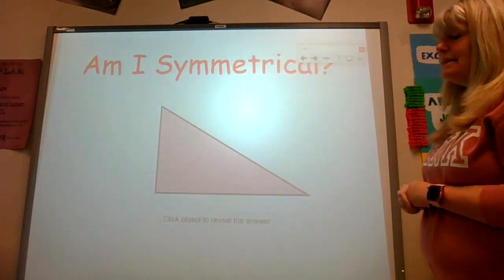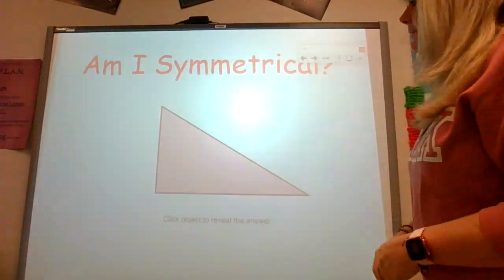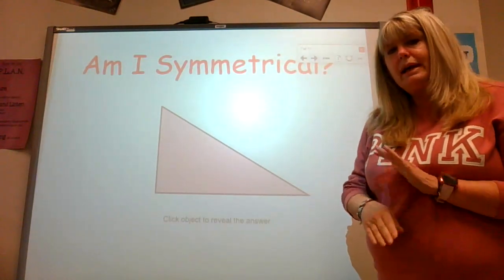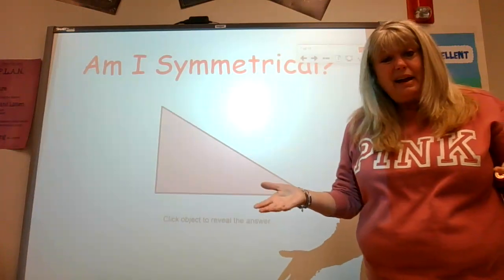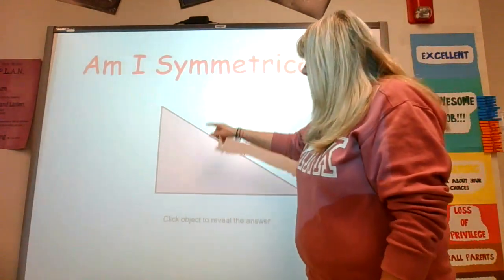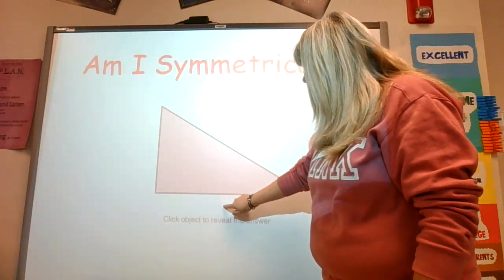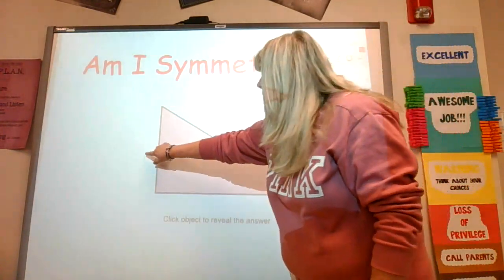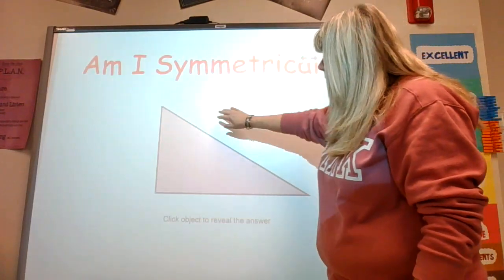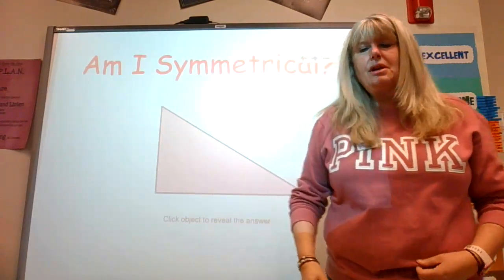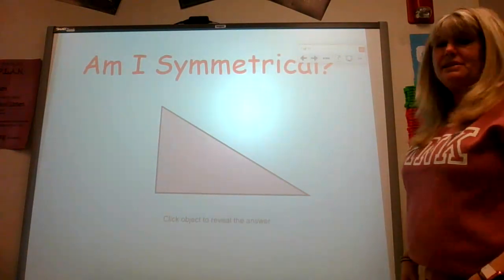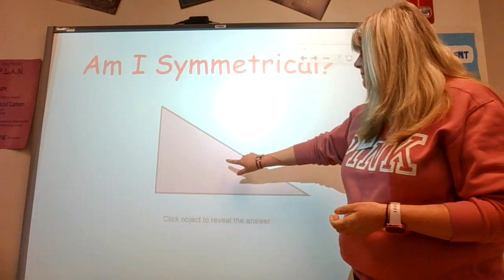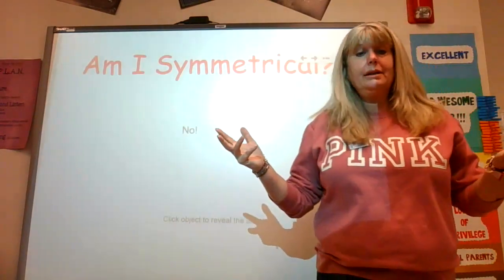Okay, is this object symmetrical? Now let's look at it. Is there anywhere on this object that I could draw a line and basically cut it in half? Well, if I drew one from top to bottom, this side would not match that side. And if I drew one across here, this side would not match this side. So I'm thinking that that one is not a symmetrical object. What do you think? No, it's not. We were right.